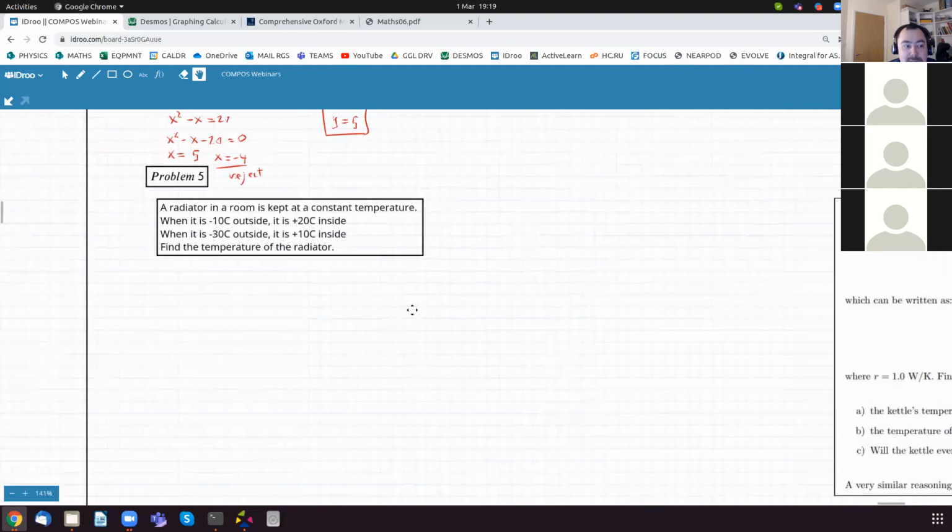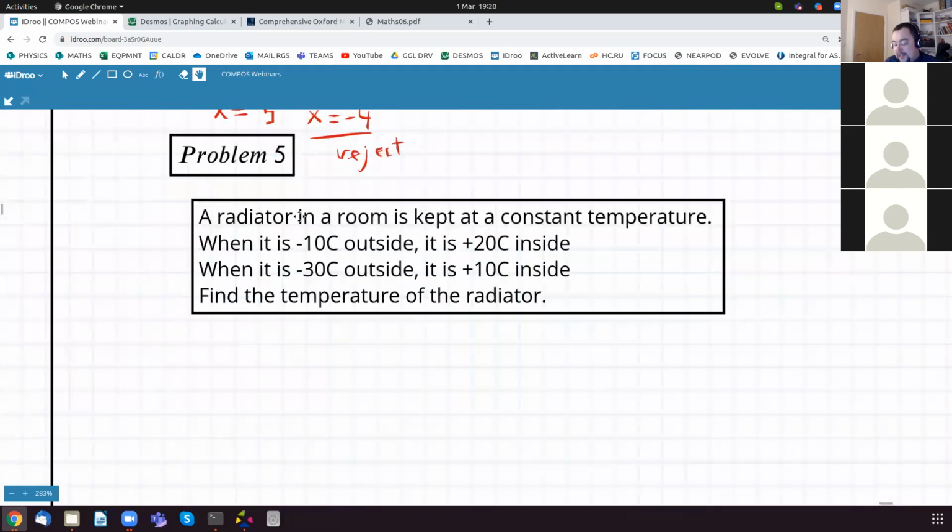Now, this is an Olympiad question, which is loosely related to the kettle question. And the first time I read it, I was baffled. Like, how on earth can you do anything here? The radiator in a room is kept at a constant temperature. When it's -10 outside, it's +20 inside. When it's -30 outside, it is +10 inside. Find the temperature of the radiator.